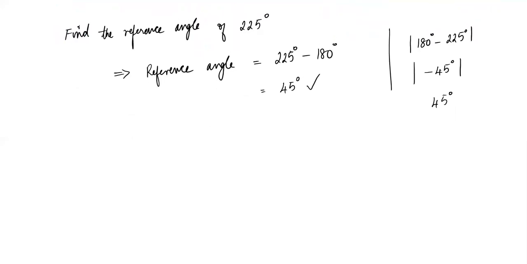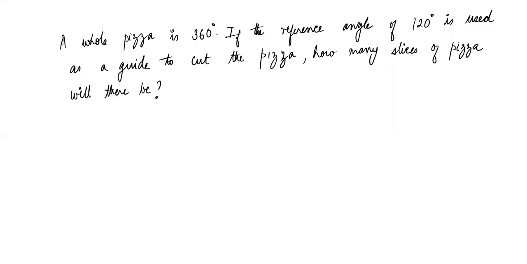Okay. And what happens if you were to use this in a real life example? So here's the question. A whole pizza is 360 degrees. If a reference angle of 120 degrees is used as a guide to cut the pizza, how many slices of pizza will there be? So quickly draw the graph, and thankfully, the pizza is in the circular shape, so you can see that you want to slice this. You want to know how many slices there will be if you're using 120 degrees as the reference angle. Okay.